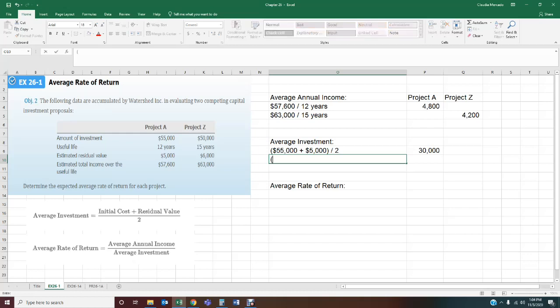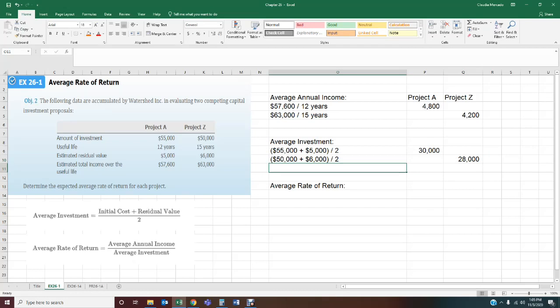We're going to do the same thing for project C, okay. For project C, my investment is $50,000. I'm going to add my residual, which is $6,000. And then I'm going to divide by 2. And let's see what that gives us. 50,000 plus 6,000 divided by 2, that gives me 28,000. Okay, so I've got my average investment for project A of 30,000, for project C of 28,000.